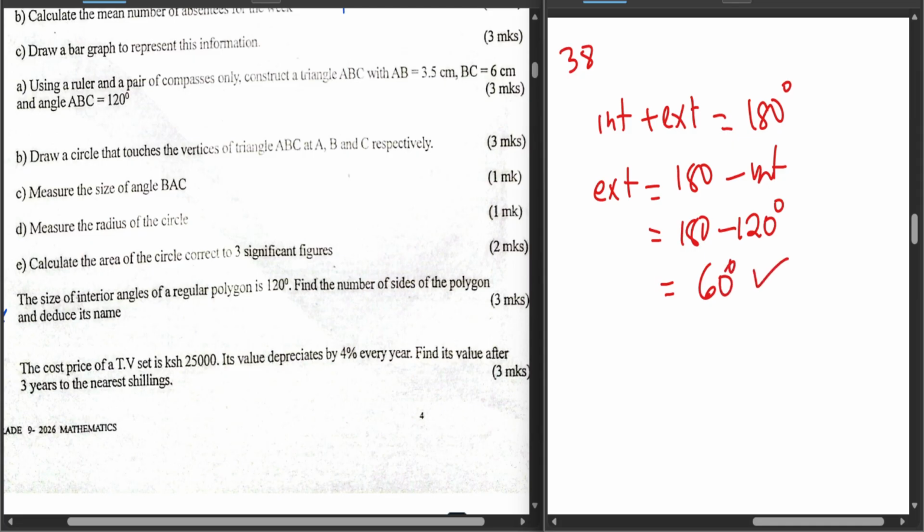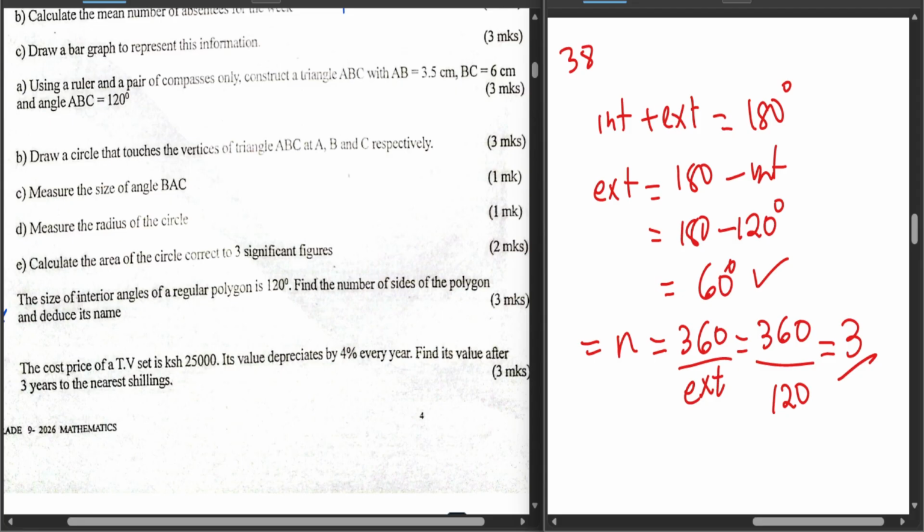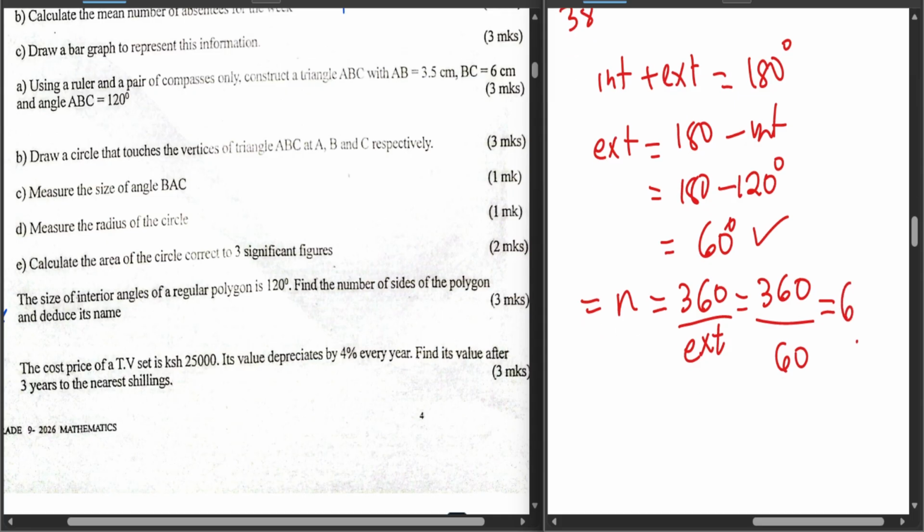But we've been asked to find the number of sides and not the exterior angle. So to get the number of sides represented by n, you take 360 divided by the exterior angle. Sorry, divided by the exterior, which is 60. It's going to give you 6. So n is 6 sides, and the polygon is called a hexagon. A hexagon is a polygon with 6 sides.